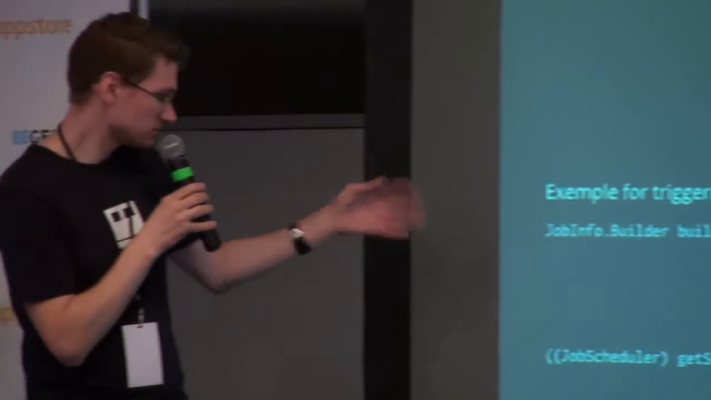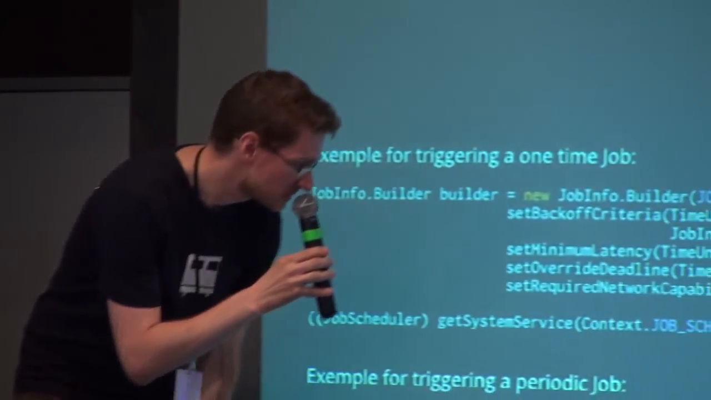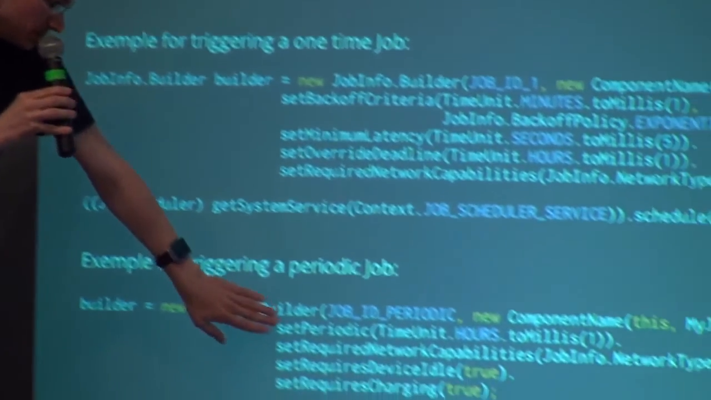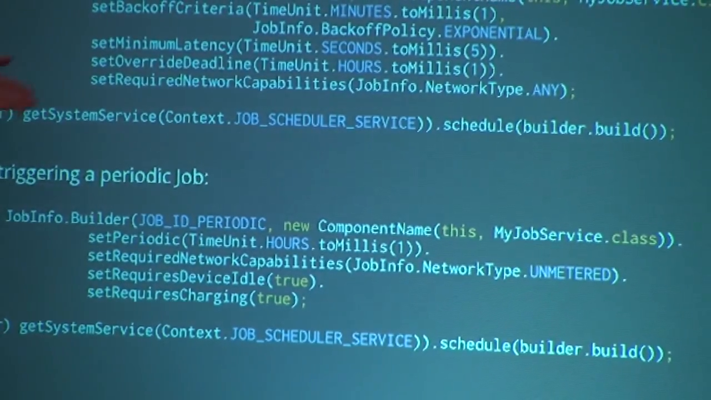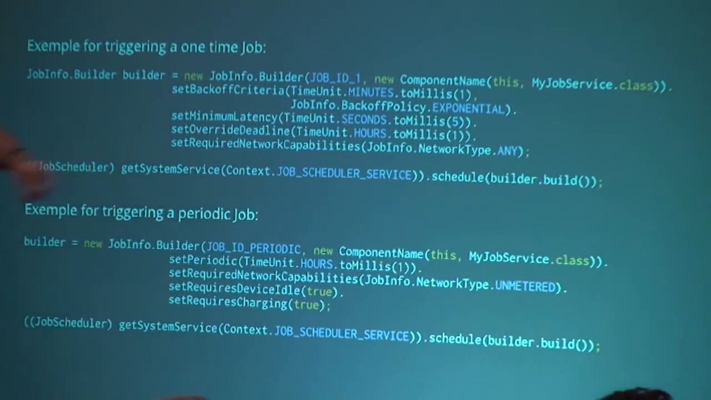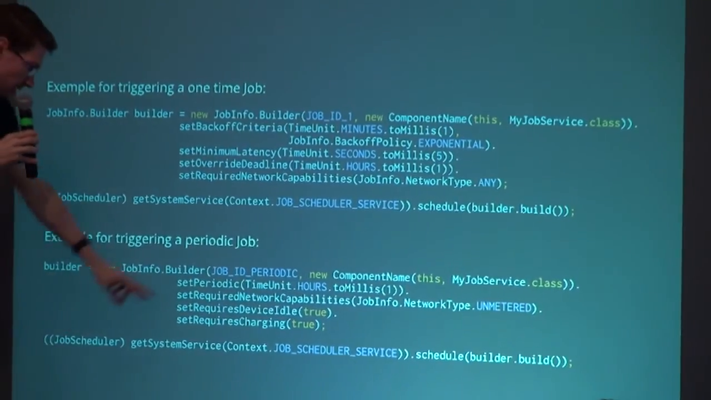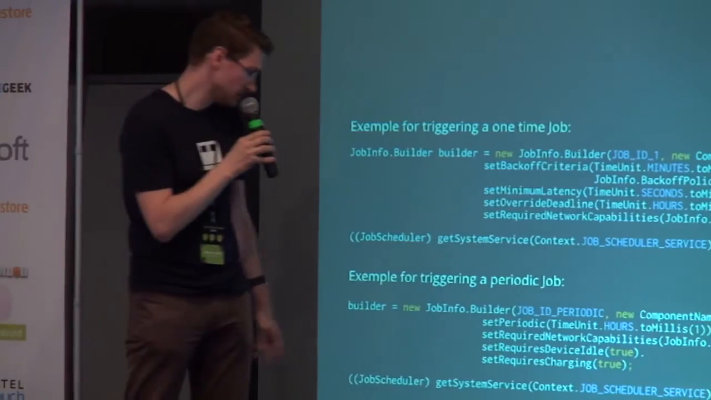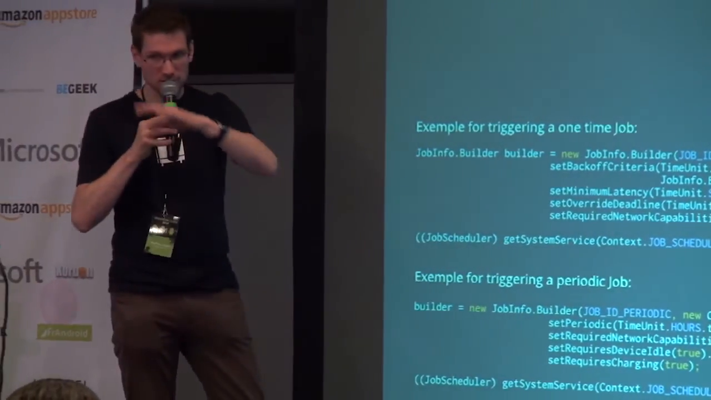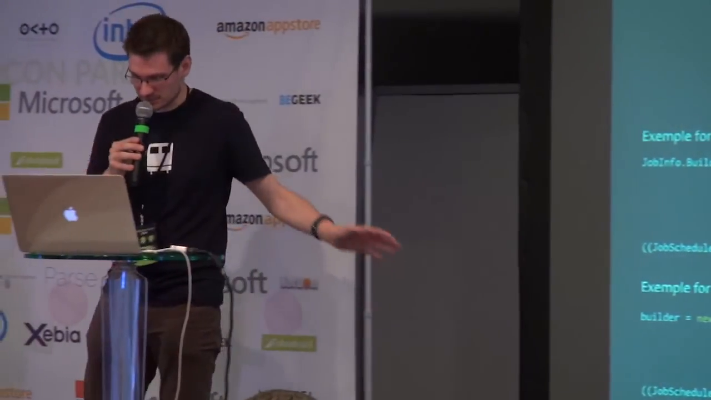And another example is for triggering a periodic job. So we have an ID, we have our job service reference, and we just set periodic with the period. Here, 1 hour, and here it's really in milliseconds. And finally, we can add other things like unmetered network connectivity needed. We can require the device to be idle or to be charging. And it's just some examples. Do not take them as a real piece of code that you can add to your app.